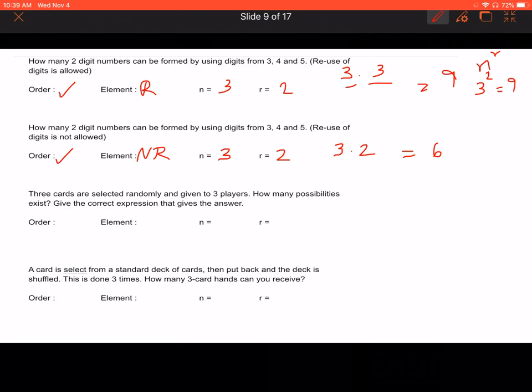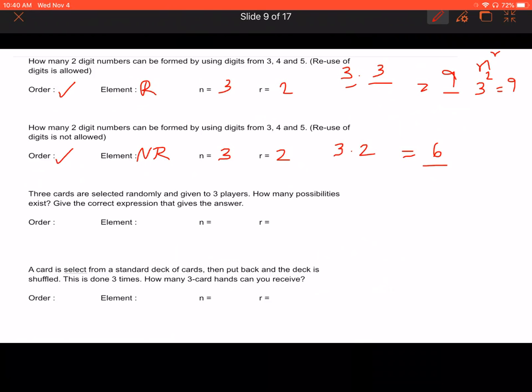So see, the number of outcomes is going to be 6 when it is non-repetitive. It is going to be 9 when it is repetitive. So identifying not only whether the order matters or not, but also whether the element is repeatable or not, makes the difference in the number of outcomes. Okay, next let us see.